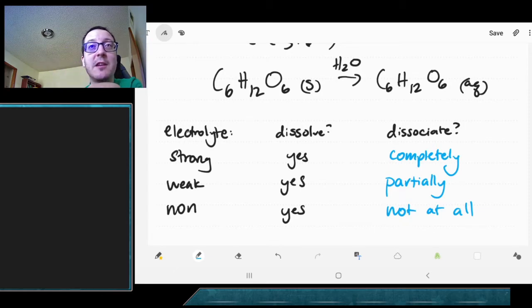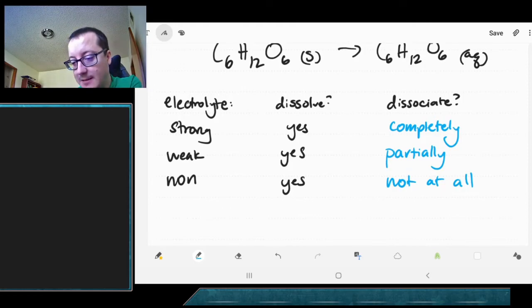So ones that completely dissociate are strong. Things that don't dissociate at all are non-electrolytes. And then in the middle are the weak electrolytes, where some of them will break apart. A proportion of the molecules will break. And those are going to be what we call weak acids that we'll talk about later on. And so that's the difference here. Strong electrolytes will conduct electricity strongly, weak electrolytes weakly, and non-electrolytes will not conduct electricity. And so that's what we see here.